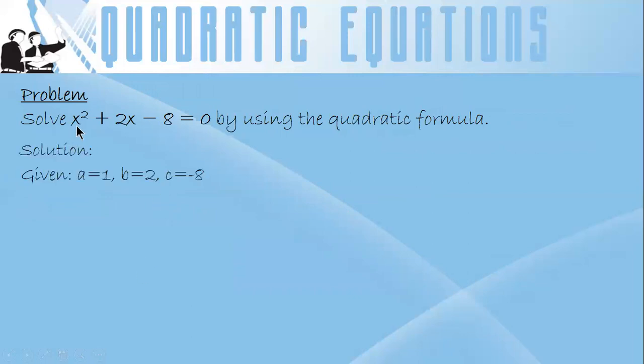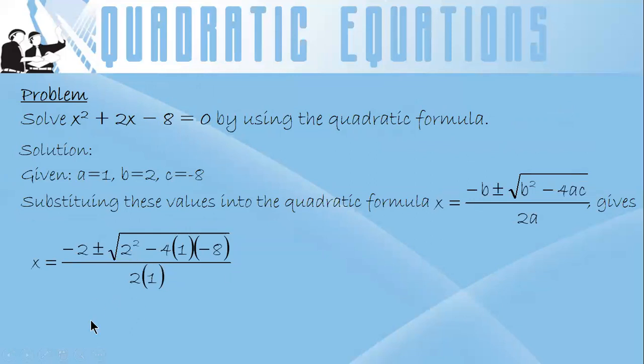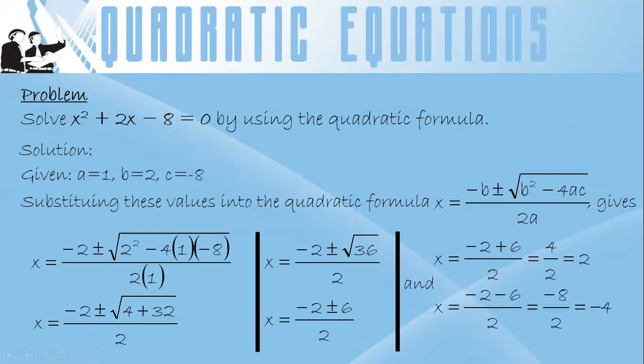So, given a equals 1, b equals 2, c equals negative 8, substitute directly sa formula. Substitute. And then simplify. 32 plus 4, 36. And then pwede na yun. Simplify. Root number 1, plus ang gamit. And then root number 2 is minus. So, ang roots niya, 2 and negative 4. Diretso lang ba?